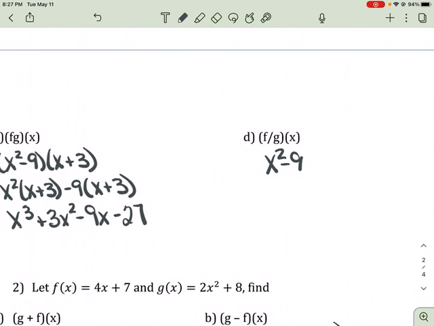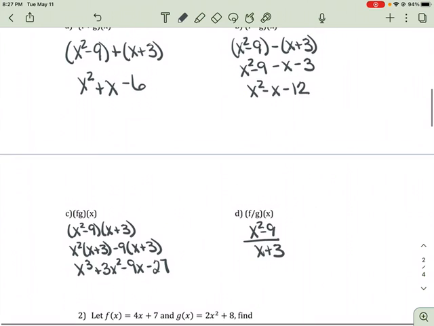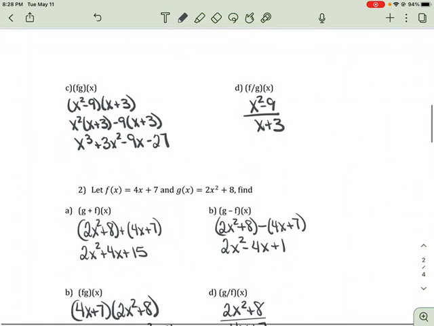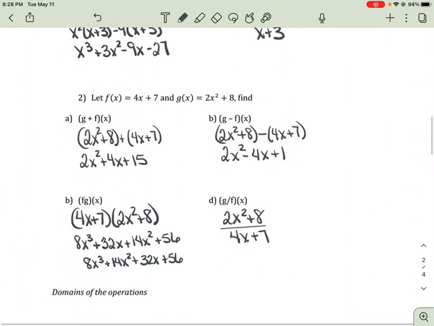Okay, so here we have x squared minus 9 over x plus 3. That's as far as I need you to go. All right. So pause the video and try number 2. And that's what we get.